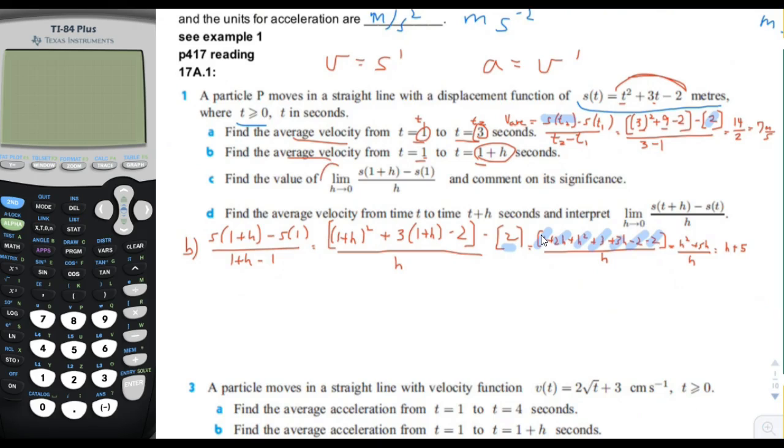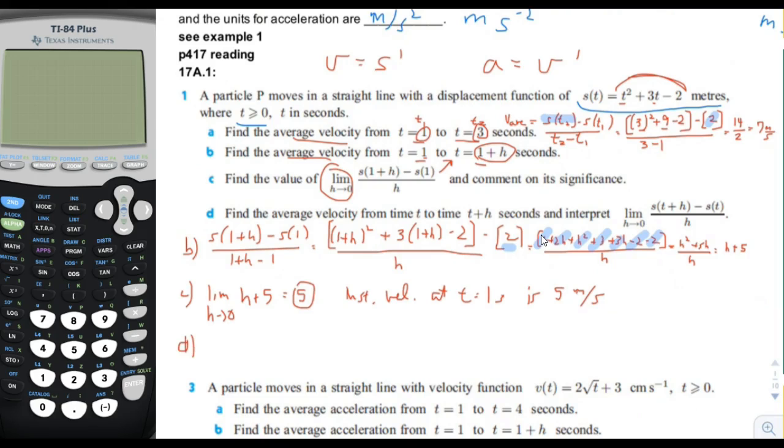Find the value of the limit as h approaches 0 of what you just found, right? We just did this, okay? And comment on the significance. Well, if you take the limit as h approaches 0 of h plus 5, then you get 5, right? And so that means that the instantaneous velocity at time equals 1 second is 5 meters per second. Okay.